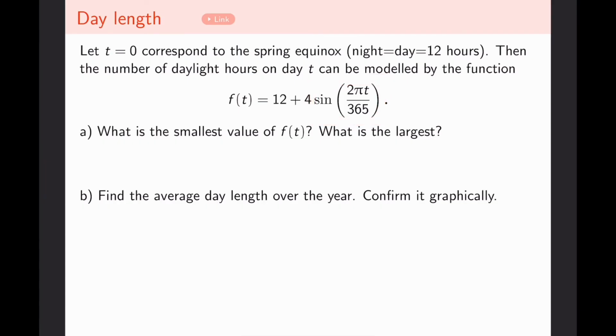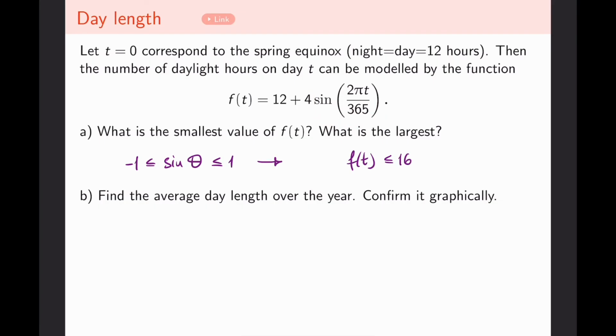So no matter what goes inside the sine, and let me generally call it theta, the biggest the sine can be is 1, and the smallest it can be is -1. So what does that mean for our function? This guy here, the biggest it can be is 1, which means that the biggest my function can be is 12 plus 4 times 1, which is 16. So this implies that my f of t, the largest it can be, is 16.